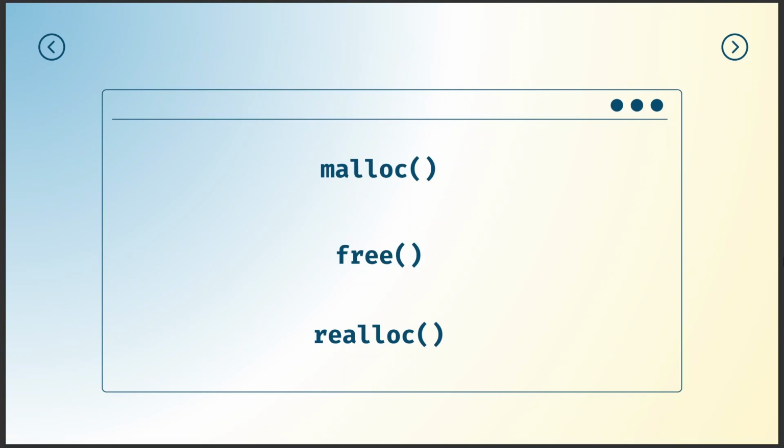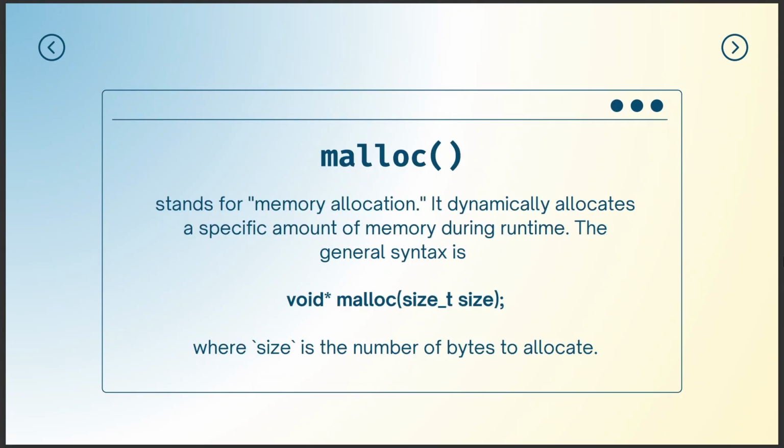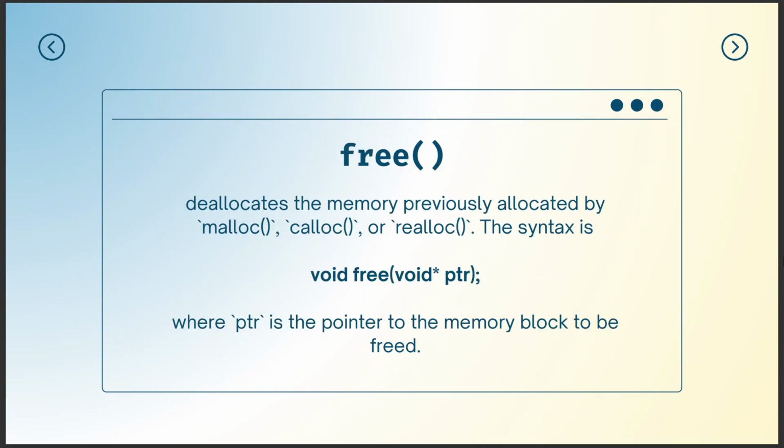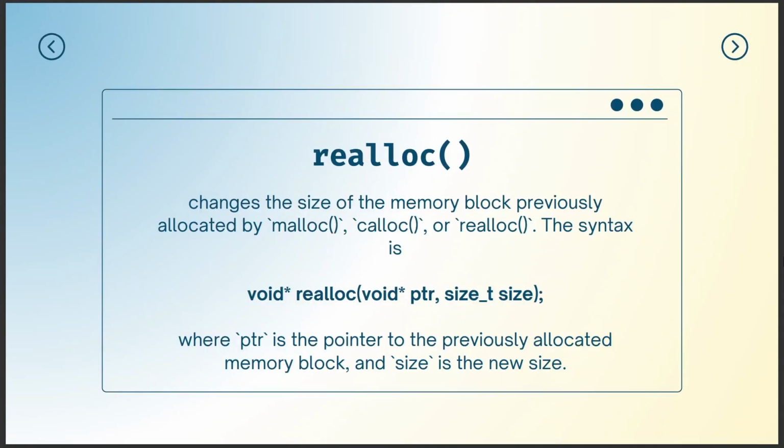First off is the malloc. Malloc stands for memory allocation. This dynamically allocates a specific amount of memory during runtime. The general syntax is void* malloc(size_t size), where size is the number of bytes to allocate. Free deallocates the memory previously allocated by malloc, calloc, or realloc. The syntax is void free(void* ptr), where ptr is the pointer to the memory block to be freed.